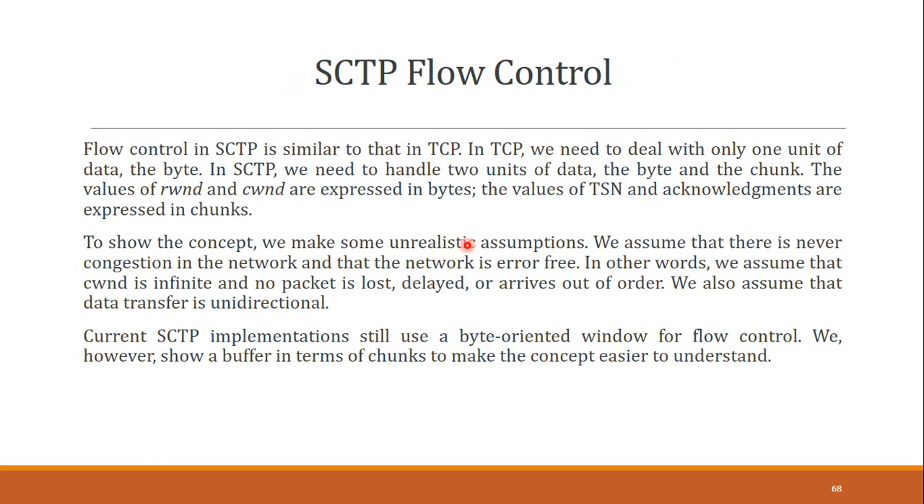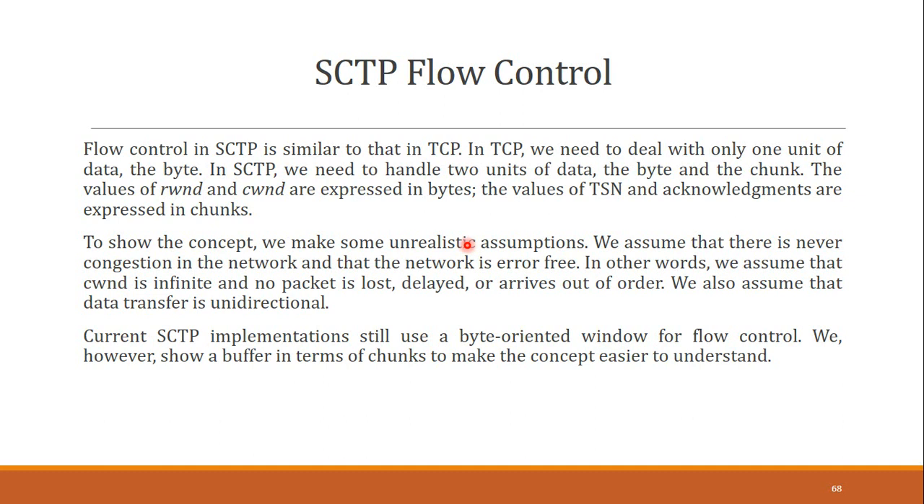So yes, flow control in SCTP is similar to that in TCP. Now, in TCP, we need to deal with only one unit of data, the byte. In SCTP, we need to handle two units of data, the byte and the chunk. The values of receiving window and the congestion window are expressed in bytes. The values of TSN and the acknowledgement are expressed in chunks.